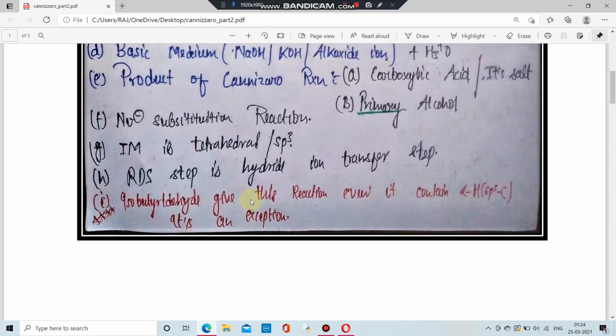Now, just remember the last point. Isobutyraldehyde is a compound which gives Cannizzaro reaction. Still, it contains sp3 alpha hydrogen. Means what we have to remember: isobutyraldehyde contains sp3 alpha hydrogen, and still it's showing Cannizzaro reaction. So just remember this is an exception. We have to remember this one.